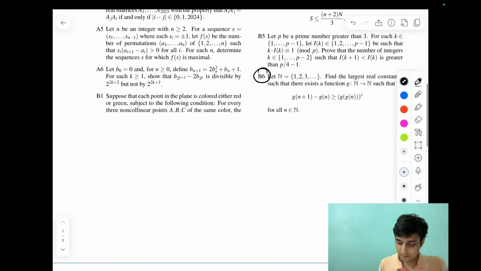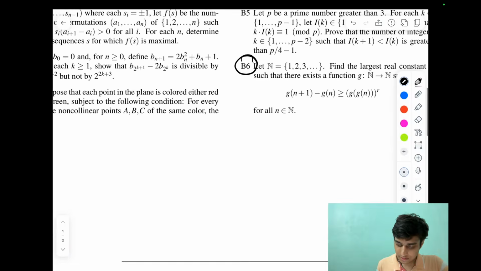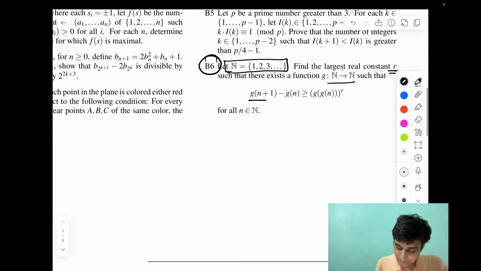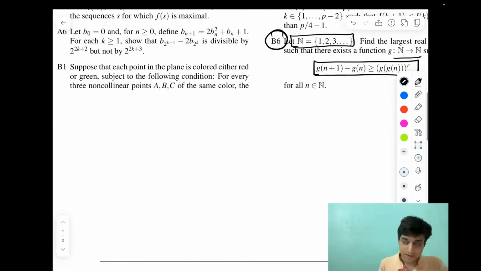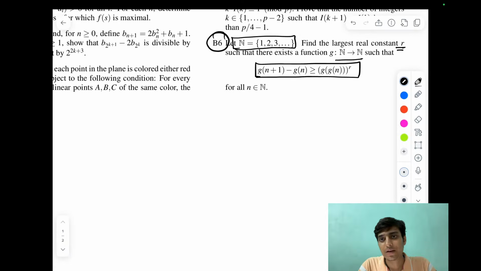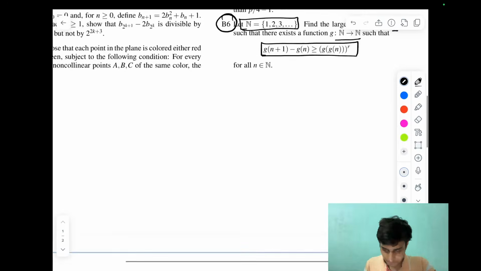Let's see what this problem says. It says that there is a domain N, and there is a constant r such that there exists a function g, a one-to-one function, such that there is a condition for all n. So I have to find the largest value of r such that this condition is satisfied in the given domain. We can approach this problem very easily.